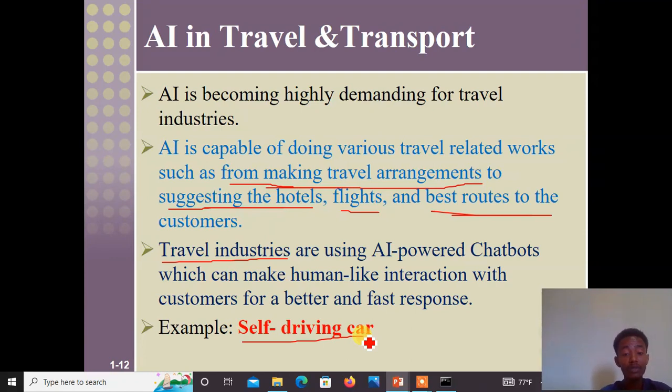It cannot create any accidents. The transportation which can be made by the self-driving car is safe and also secure.